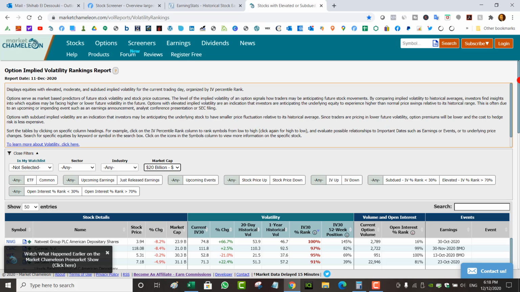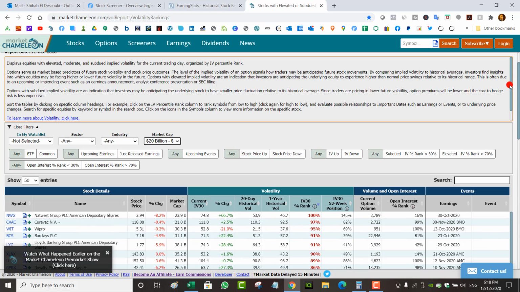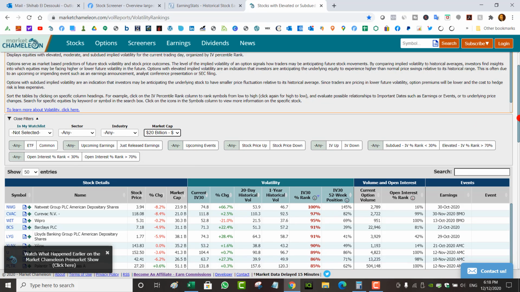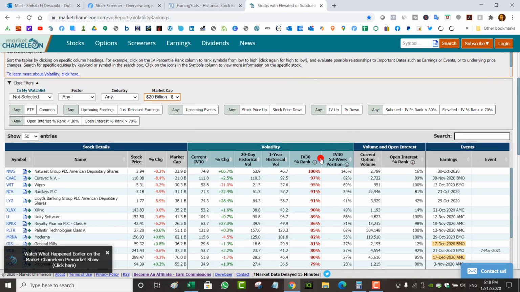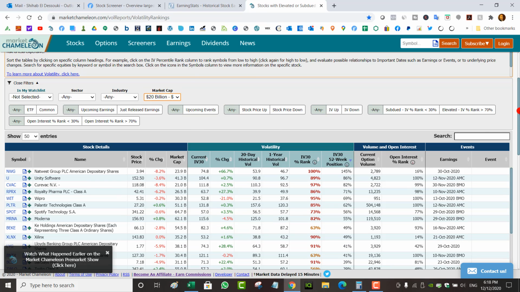I've got too many options. I'm just taking it step by step. If I don't find too many things over 100 billion, then I'll start increasing my size so I could see more options, more potential trades. Now I've gone from 20 to 100 billion. Let's sort on this column here, IV rank.